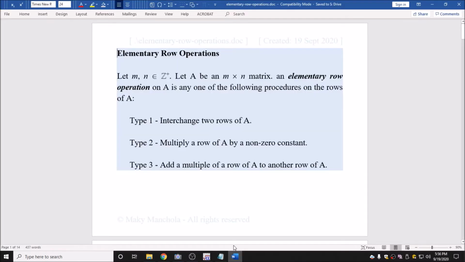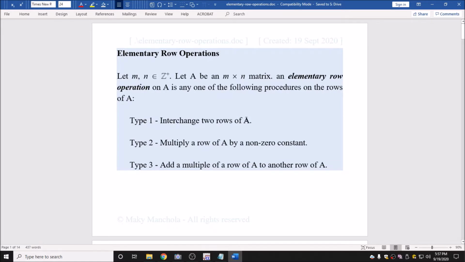In this video, we're going to discuss elementary row operations of a matrix. Let m, n be positive integers. Let A be an m by n matrix. An elementary row operation on A is any one of the following procedures on the rows of A.